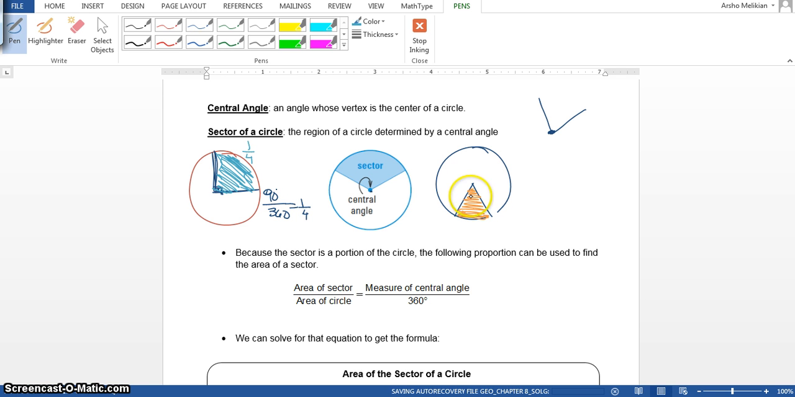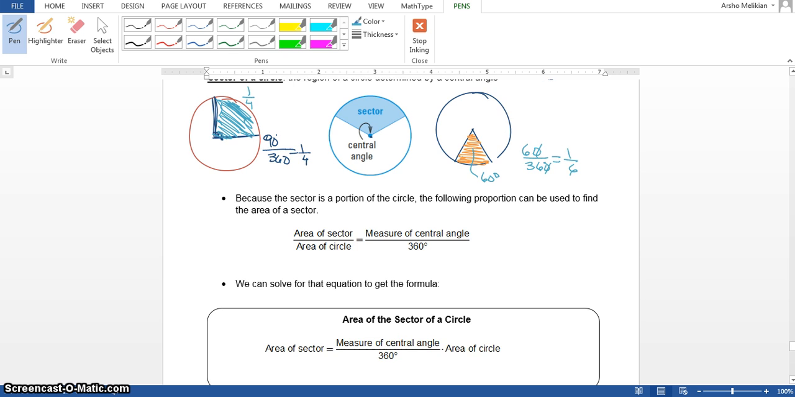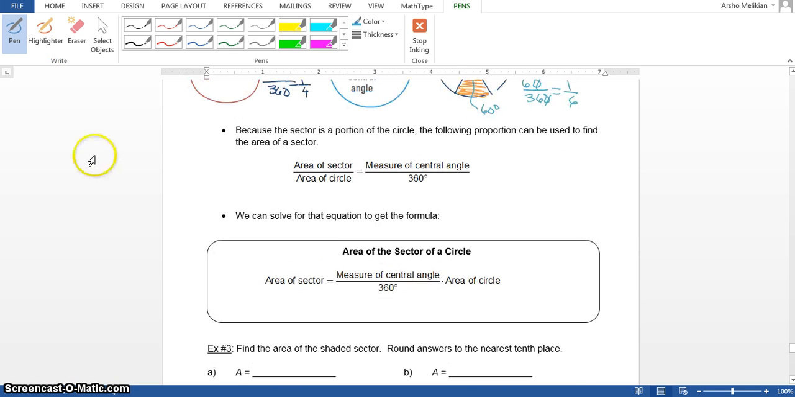Here, if this angle is 60 degrees, how much of the full 360 would that be? Let's see, 60 of the full 360. If you simplify, it would be 1/6. And this slice of pizza then is how much of the entire pizza? 1/6. So the fraction of the angle is exactly the same as the fraction of the sector compared to the whole pizza.